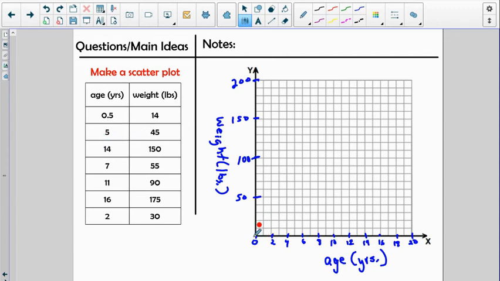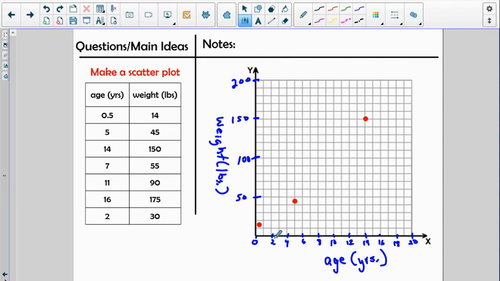5 years is 45 pounds. So I go over the 5 years and I go up to 45. Well, let's see. That line's 40. The next line's 50. So 45 is right in the middle. 14 years is 150 pounds. So I go all the way over the 14 years. I go all the way up to 150 pounds right there.